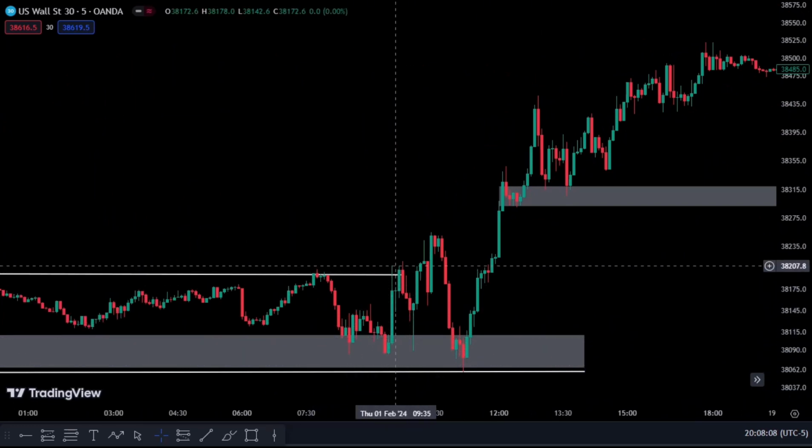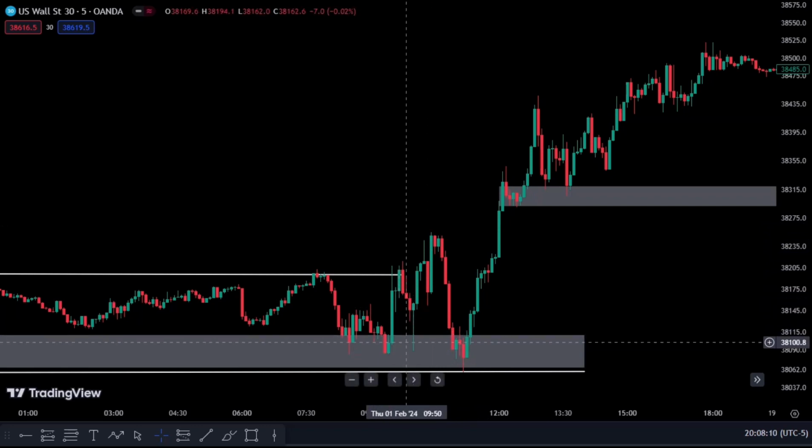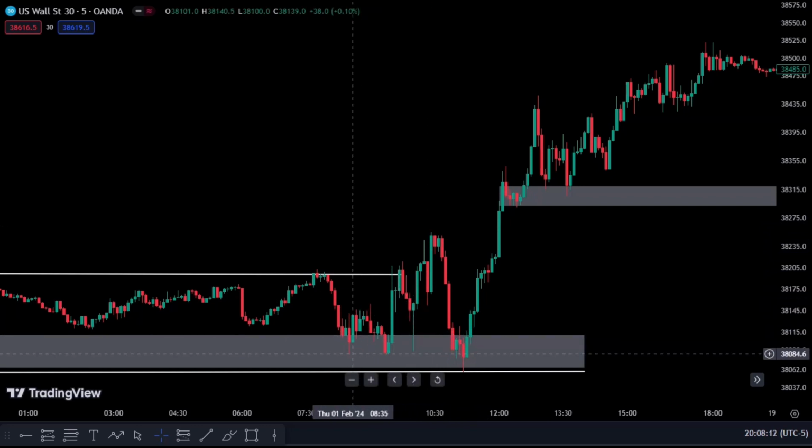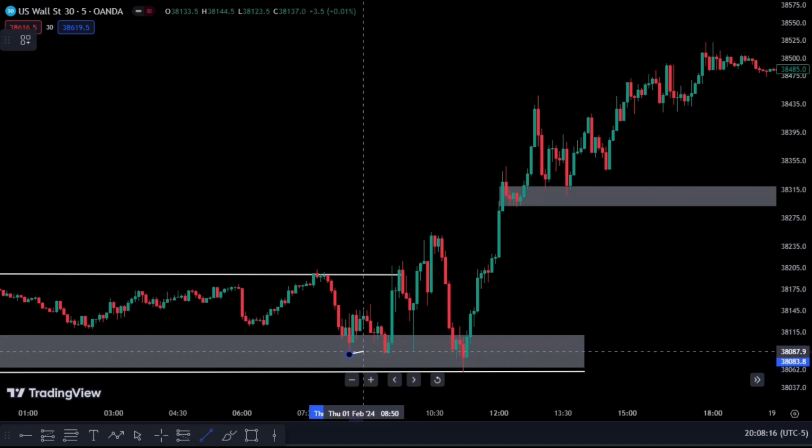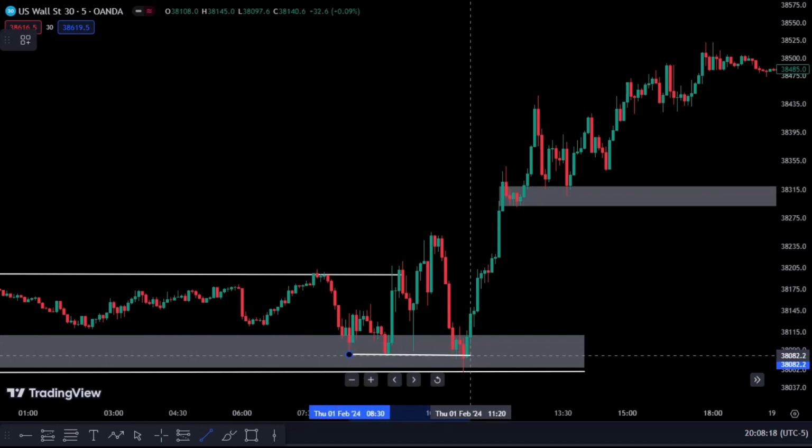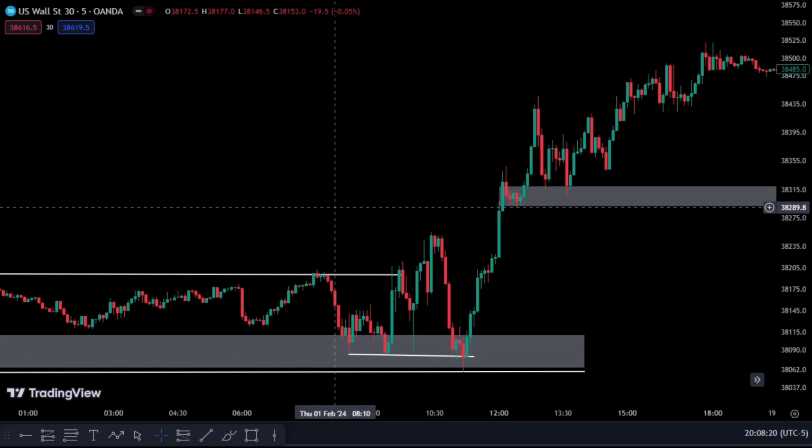And that's what actually happened. We have a shift of market structure. Then we had a liquidity grab. That's on the 5 minutes time frame. Let me just mark that out. We have our liquidity grab, guys. We have the liquidity grab right there.